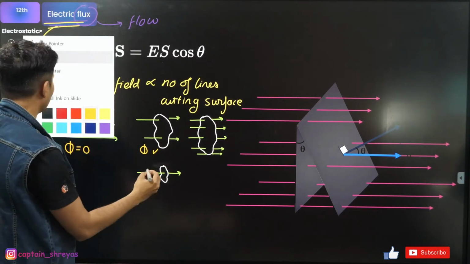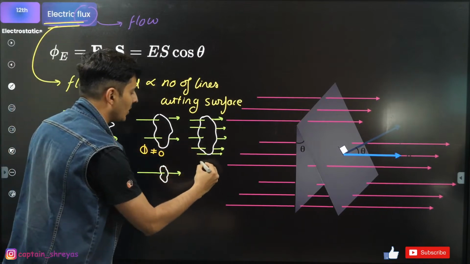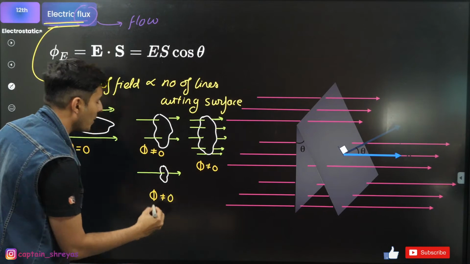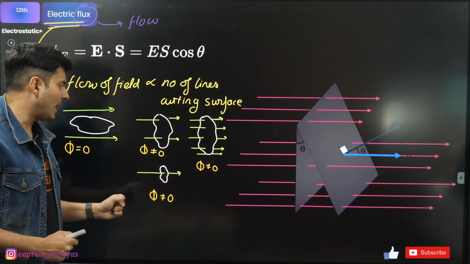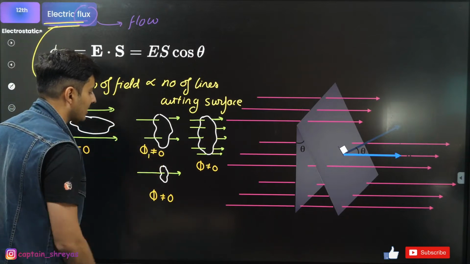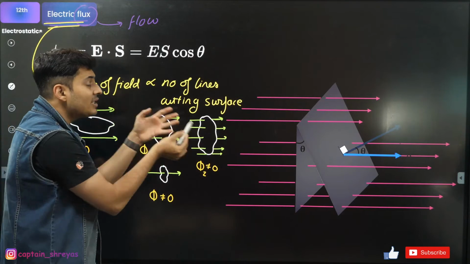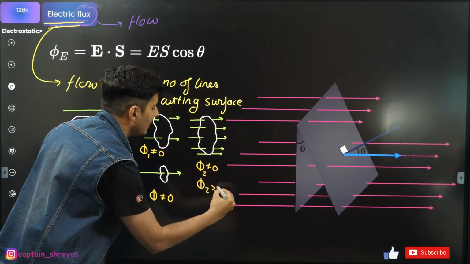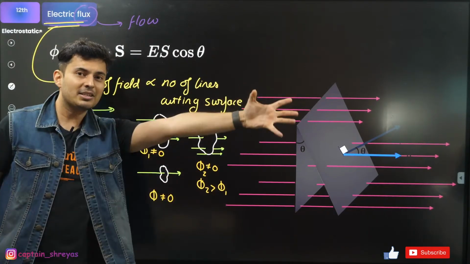It is definitely not 0. Here also it is not 0. Here also the flux is not 0. But out of these three, if you try to compare the flux, think what will happen. If I assume this has flux phi 1 and this has flux phi 2, you can see here the field is more. More lines are piercing. So phi 2 will be definitely more than phi 1, because field is more.